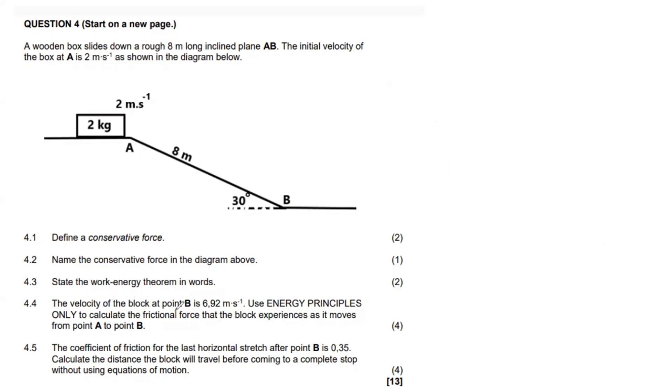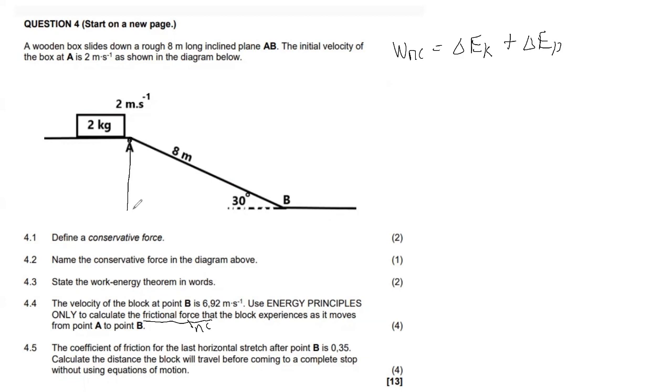It says the velocity of the block at point B is 6.92 meters per second. Use energy principles only to calculate the frictional force that the block experiences as it moves from point A to point B. Right. So now we can use the work done by the non-conservative force, since we have the frictional force, which is a non-conservative force. But in order to use this formula, W_NC is equal to change in EK plus change in EP, we would need to know the height.